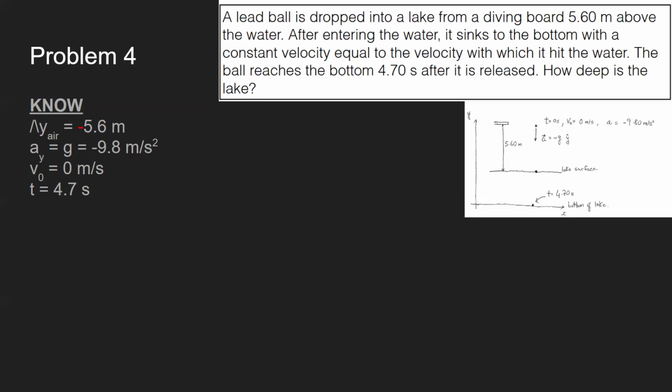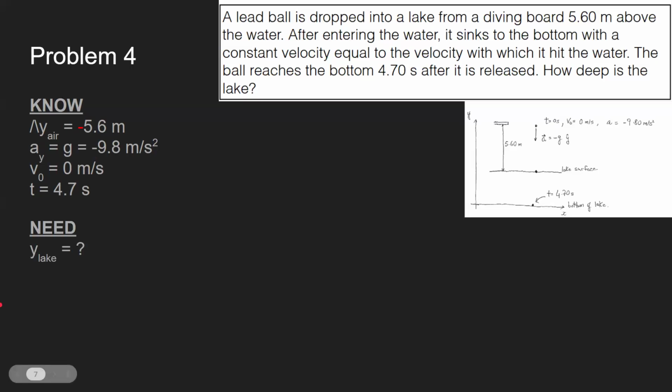So we don't care about x anything. Acceleration is always in free fall, negative 9.8 meters per second squared. Initial velocity is 0 because it's not thrown down, it's dropped. If it was thrown down, then there would be an initial velocity, but no initial velocity if it's dropped. Total time in the whole thing, including the air and water, is 4.7 seconds.